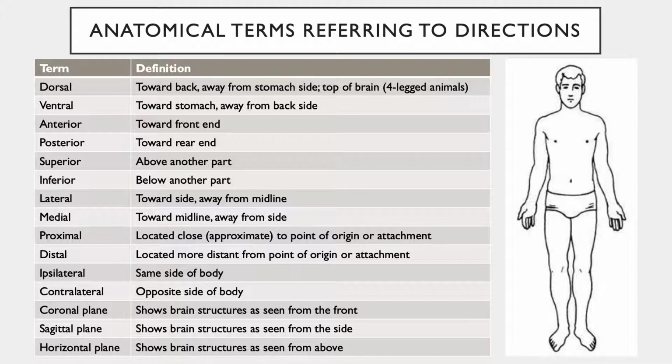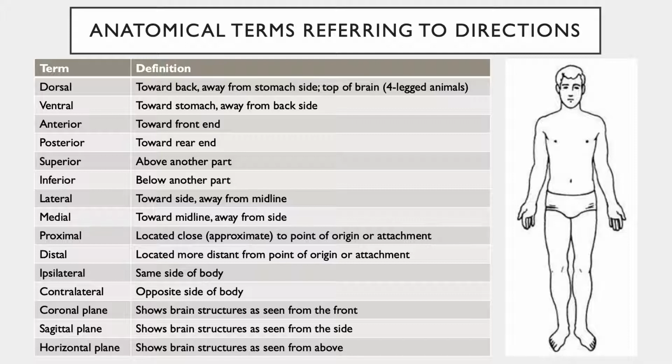Proximal versus distal. Proximal means it is closer to the point of origin or attachment, compared to distal, meaning more distant from the point of origin or attachment. For example, your shoulder is proximal because it is very close to where the arm attaches. Your fingers are as distal as possible on your arm.